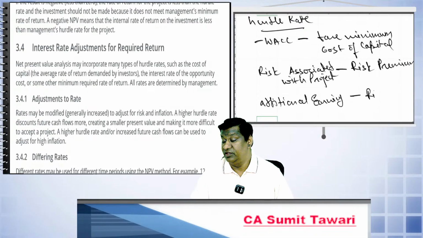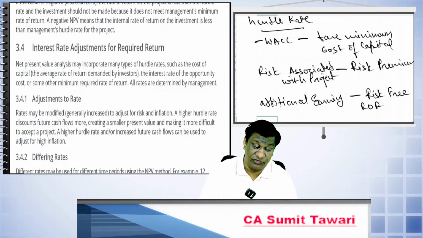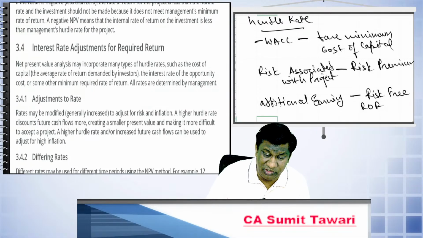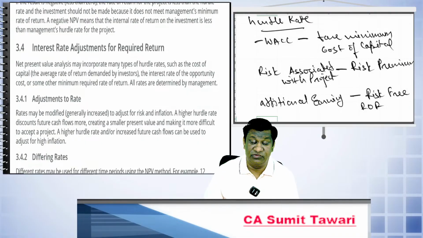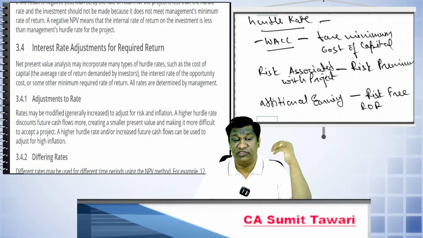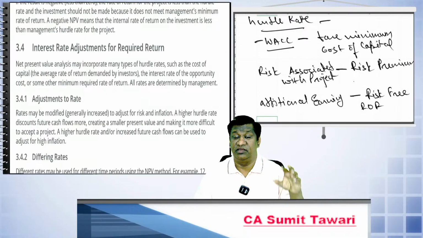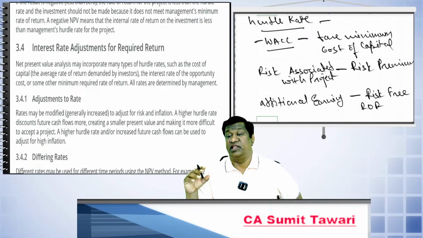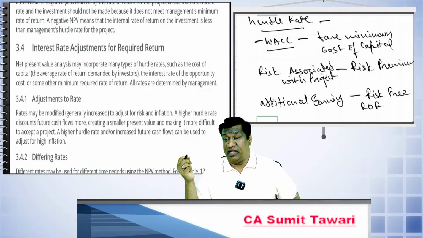So that also you need to consider. It is purely the management call. A higher hurdle rate is discounted. So this way we need to consider the hurdle rate. Weighted average cost of capital is the bare minimum which I need to pay to my investor. Then if risk is high, I need to add some risk premium and additional earning. If I invest in some other project, I may earn additional earning on that project. So for that also I need to add something.